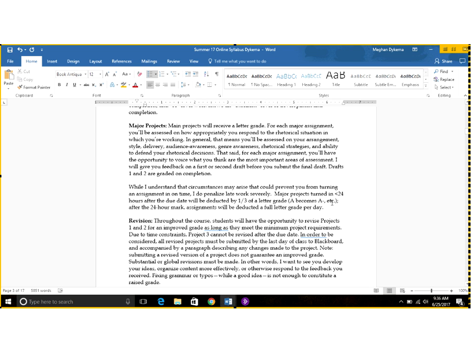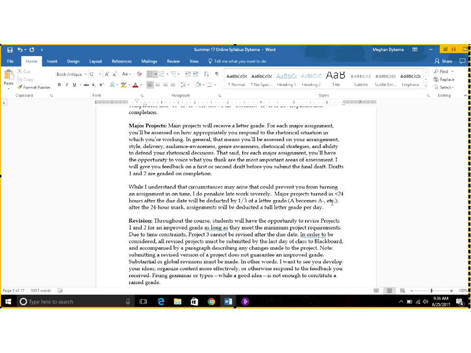For major projects, you'll receive a letter grade. You'll be assessed on how appropriately you respond to the rhetorical situation, meaning the assignment description and what the goal of the overall assignment is. You'll also be assessed on how you arrange the essay, how it's organized, how it's delivered, whether you wrote with a degree of audience and genre awareness, and your ability to defend your rhetorical decisions. That's going to come into play, particularly in the last project.